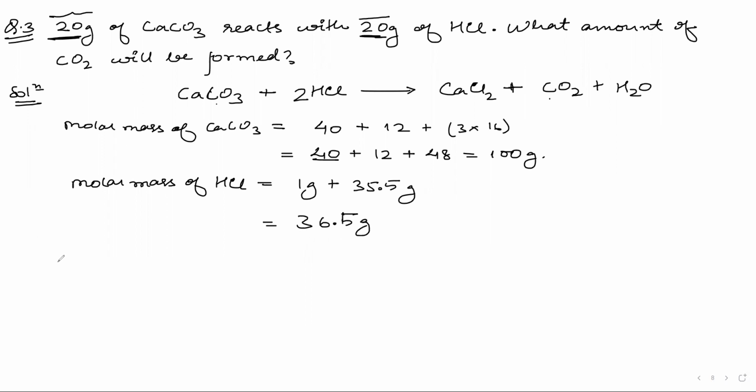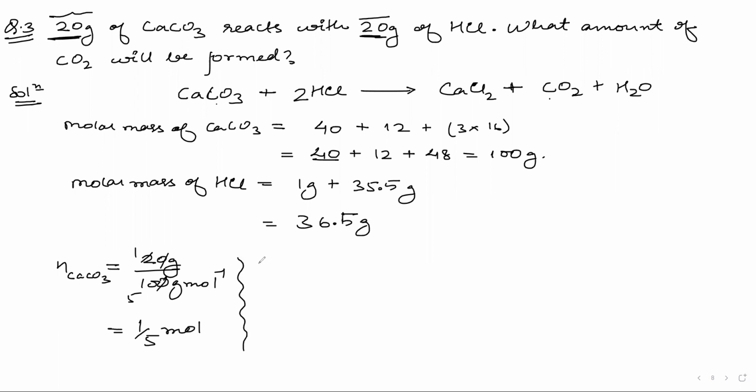Now you have to calculate the number of moles of CaCO3, which will be equal to 20 grams divided by 100 grams per mole. So this will be 1 by 5 mole. The number of moles of HCl will be equal to 20 grams divided by 36.5 grams per mole. So this will be equal to 0.547 mole.